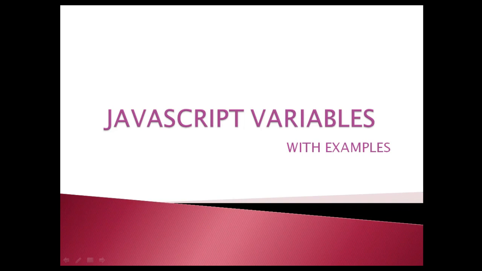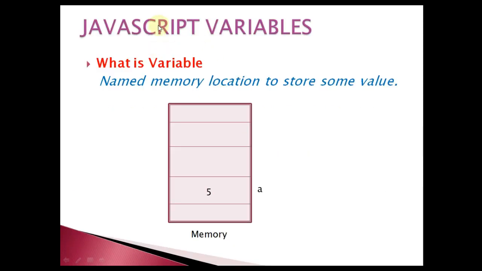Hello everyone. In this video, I am going to explain what JavaScript variables are. I will explain it with the help of some examples. First of all, what is a variable? A variable is a named memory location to store some value.